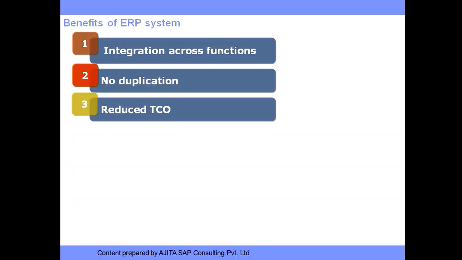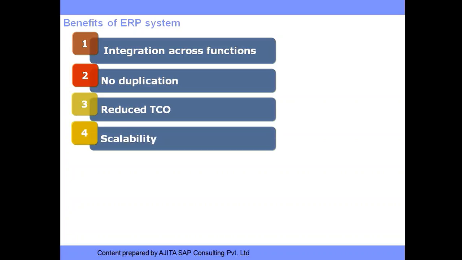Okay. So when we say reduce TCO, for an organization it becomes very easy to train their employees and to maintain their systems, and that leads to reduced total cost of ownership. So the amount of effort and money invested also reduces for the organization.